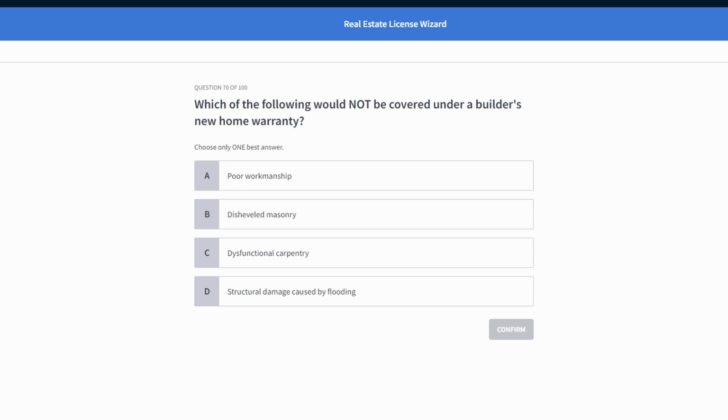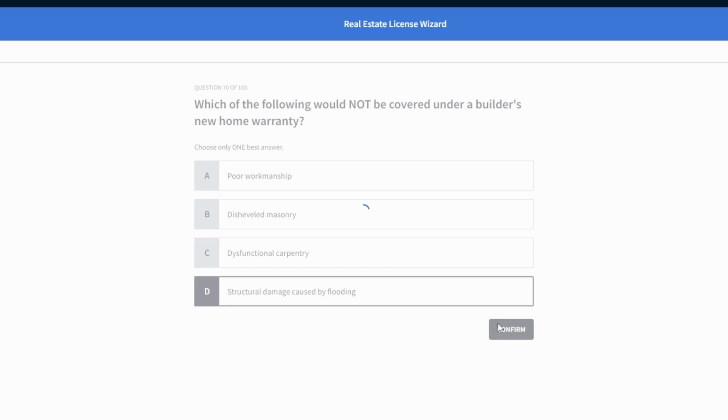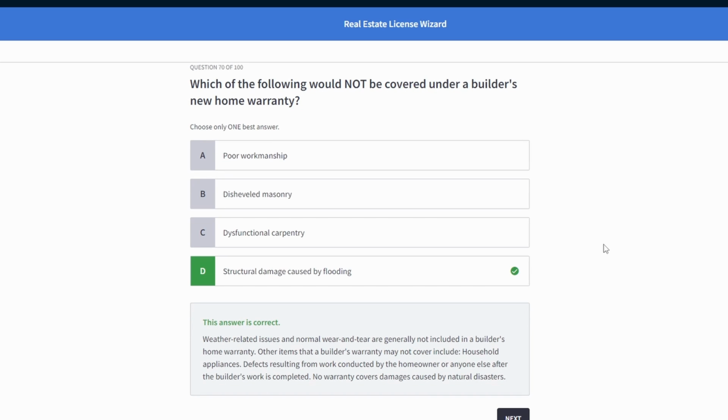Alrighty, so when we're talking what's not covered with these builders' new home warranties, we would say D, structural damage caused by flooding. Why? Well, weather-related issues and normal wear and tear are generally not included in a home warranty. Other items that a builder's home warranty may not cover would be household appliances, defects resulting from work conducted by the homeowner. No warranty covers damages caused by natural disasters.